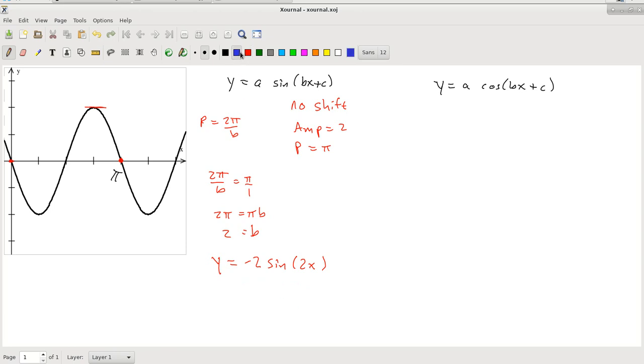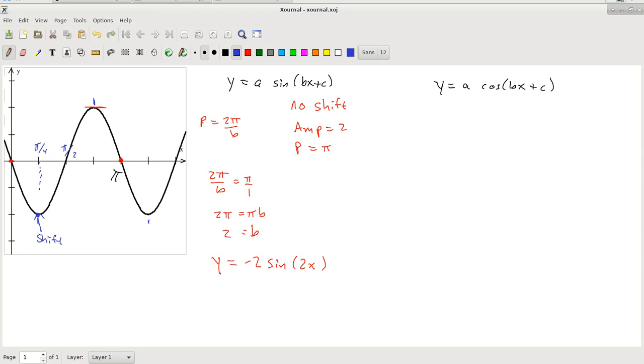Let's now look at how we would write this as a cosine function. Cosine starts at the peak. So we've got to choose one of these peaks as a starting point. I'm just going to go with the first peak that I see. I'm going to call this the starting point. So our phase shift, I see that this has been moved right by pi over 4. If this is pi, this is pi over 2. So half of that is pi over 4.